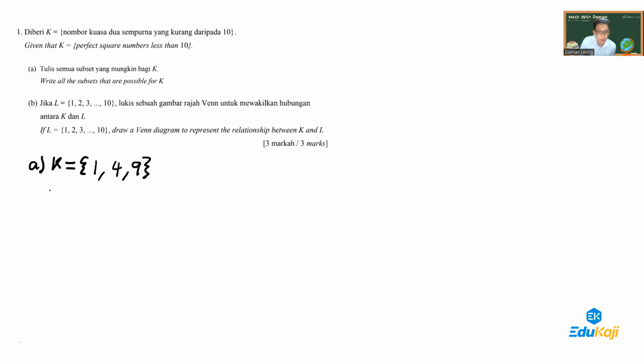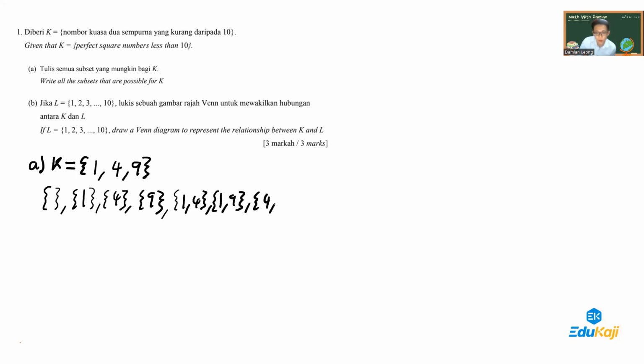Okay, so the possible subsets will be the empty set, with just one element, it can be just 1, just the 4, just the 9. It can be a combination of 2 elements: 1 with 4, 1 with 9, 4 with 9, or it can be all 3 elements, 1, 4, 9. So there are 8 possible subsets here.